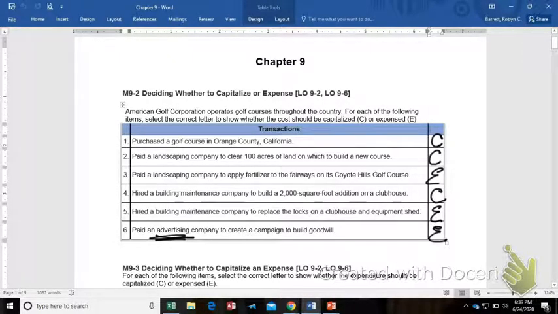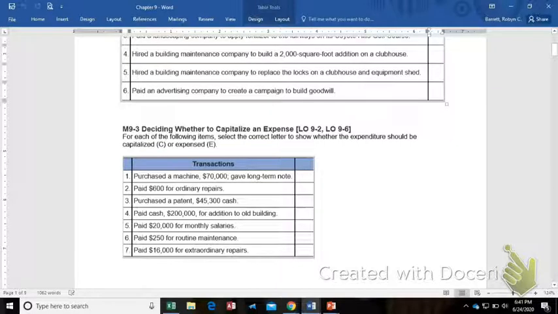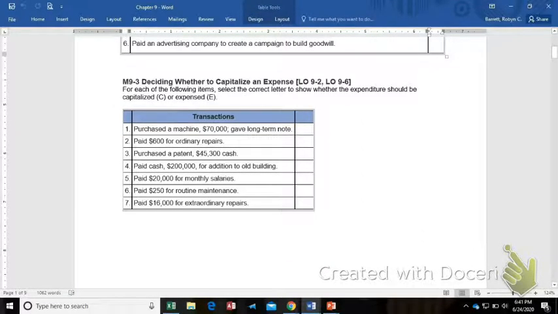All right, so let's go ahead and move down to the next one. This time they put some dollar amounts with it. We purchased a machine for $70,000 and gave a long-term note. So are we going to capitalize or expense that? What did we get? We capitalized. Yeah, we bought a machine. It doesn't matter how we paid for it. We bought a machine.